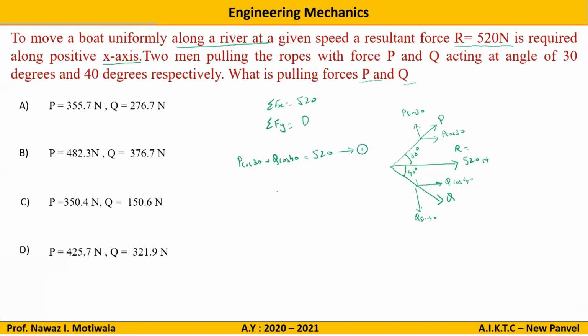That is equation number 1. Similarly, if I use summation of Fy equal to 0, I get P sin 30 minus Q sin 40 equal to 0. Now we have two equations and two unknowns. Just solve them simultaneously and you will get P as 355.7 Newton and Q as 276.7 Newton. So that is option A.